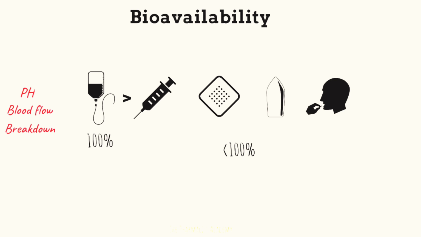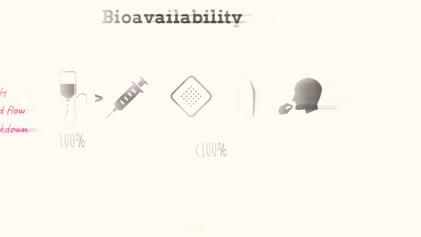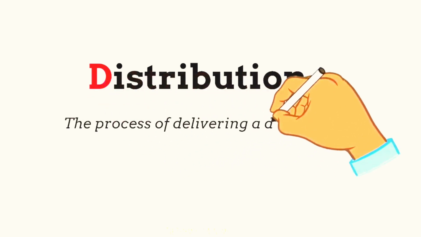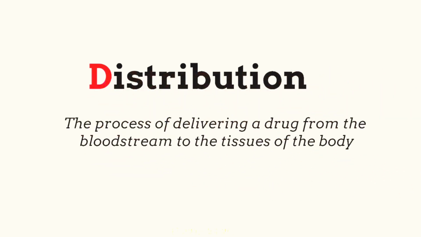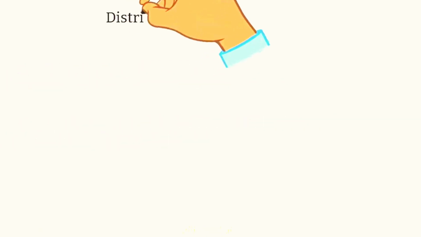So now the drug is in the bloodstream. That brings me to the next PK parameter, distribution. This is the process of delivering a drug from the bloodstream into the tissues of the body. Distribution depends on the biochemical properties of the drug and the individual receiving the drug.